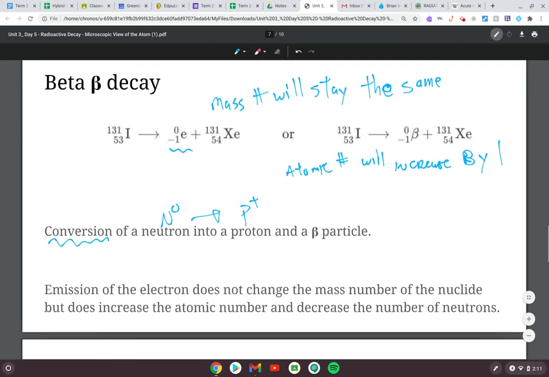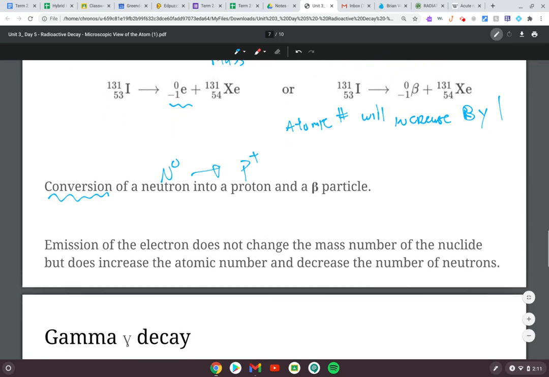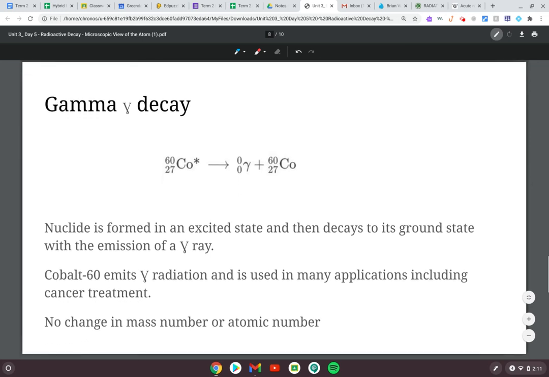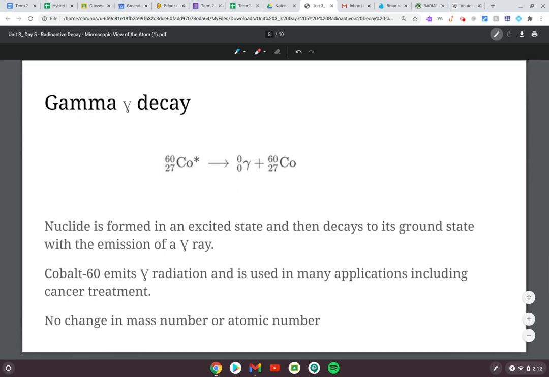So that's just something that you're going to have to remember about beta decay. And then the last type of decay is gamma decay. And here we have a nucleus that is formed and it's in an excited state. That is, it has a little bit of excess energy to start with. And when it has excess energy, that energy has to be given off in order for that particular atom to go back to its not excited state or its ground state.